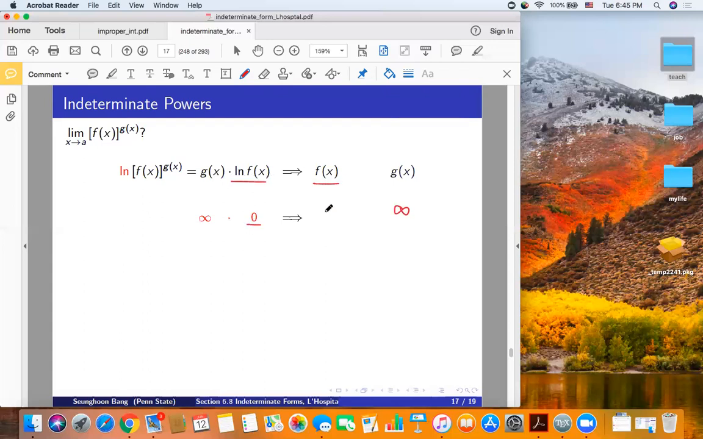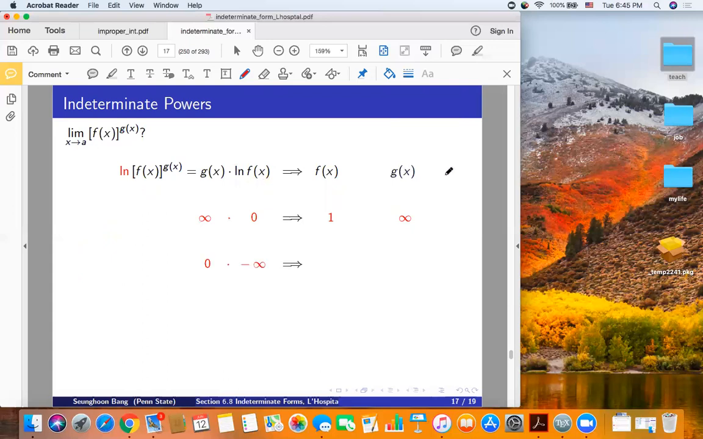What happens to f of x? You can use a graph. Here, you can draw the ln function. This is the ln function of f of x, and the x-axis is f of x. So what happens? ln of f of x approaches 0. So here, what is this intercept? 1. So f of x is going to 1, like this.